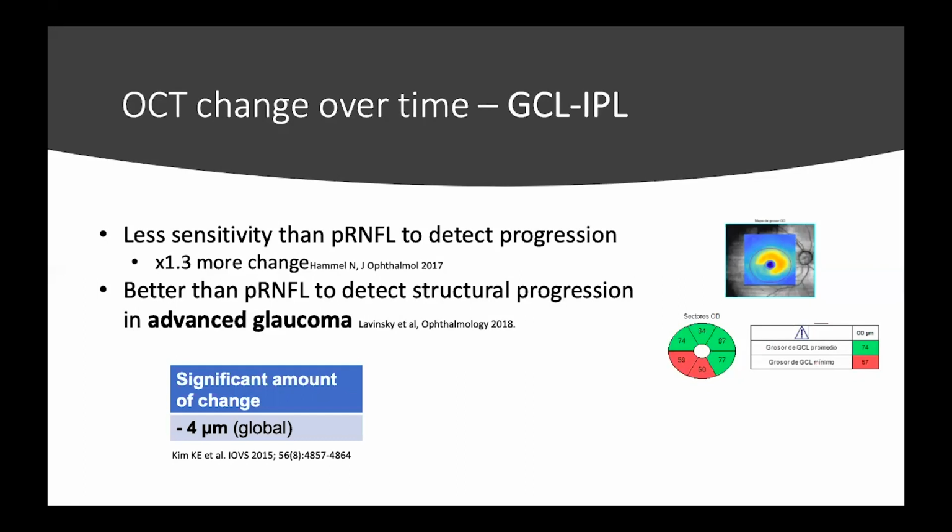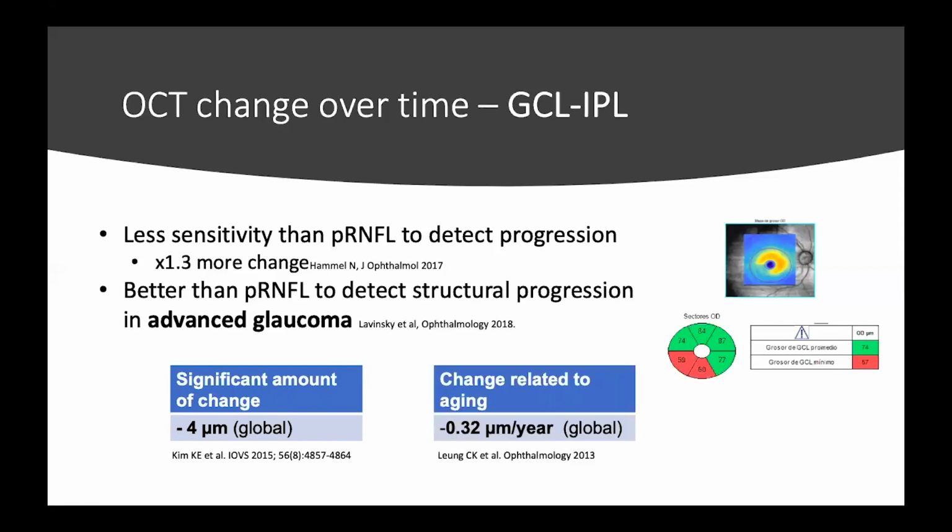The same parameters that I was talking about in the previous slide, for the ganglion cell layer, the significant amount of change exceeding variability would be -4, a change of 4 microns. And the same numbers related to aging would be around -0.32 microns per year. That would be aging. That's not pathological.